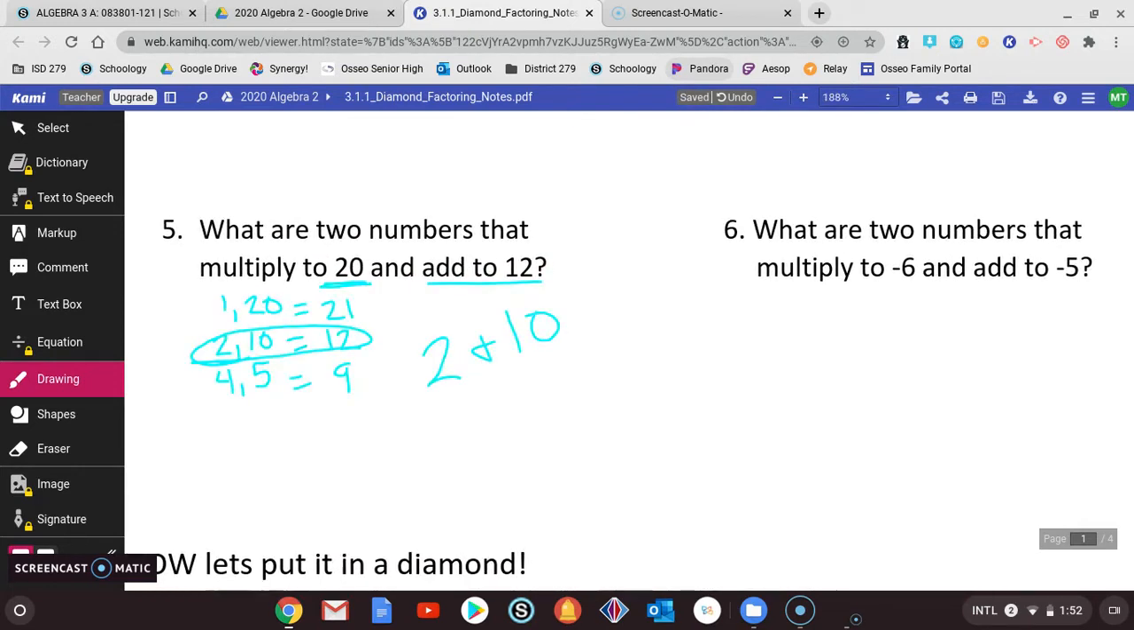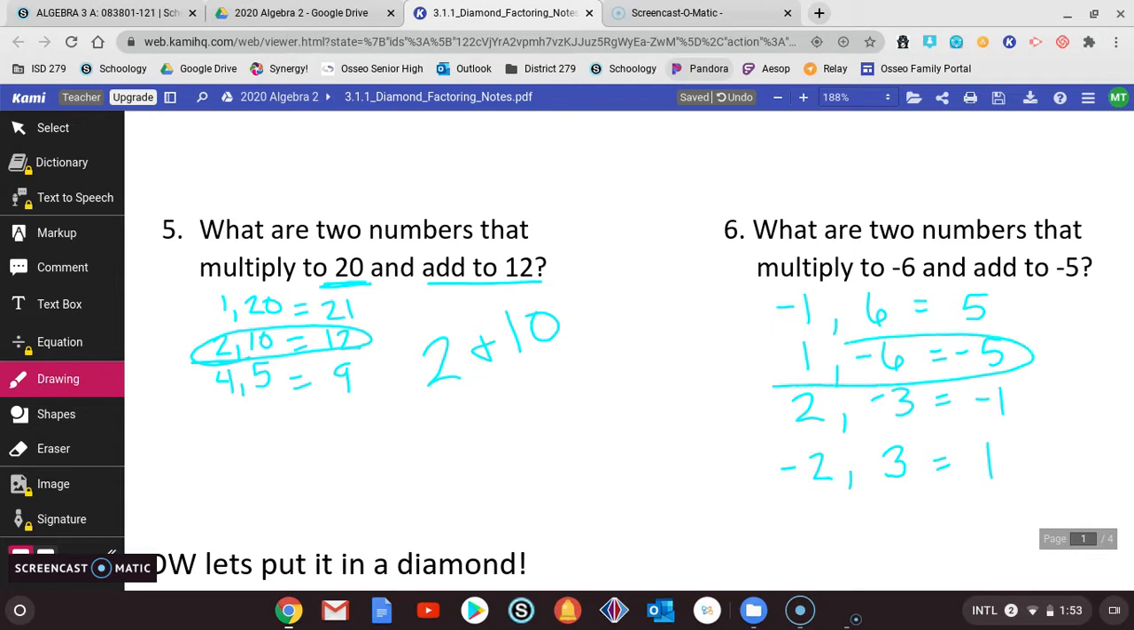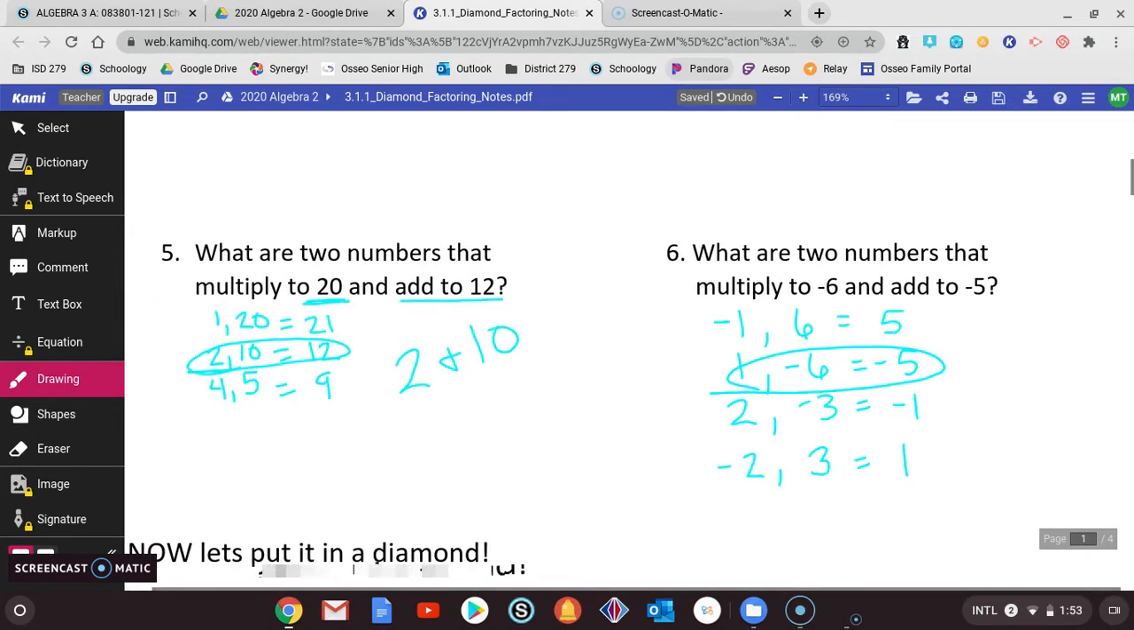Two numbers that multiply to negative 6. So that means one of them has to be negative. So negative 1 and 6, 1 and negative 6, 2 and negative 3, and negative 2 and 3. So to add to negative 5, let's just do simple math here. We add, there we go. So you could have stopped right there. So your answer would be 1 and negative 6.